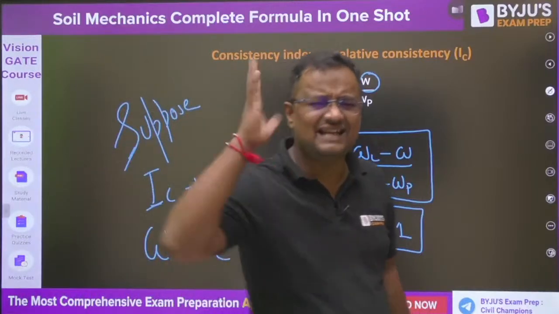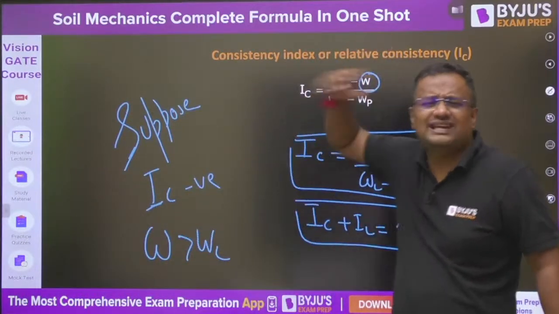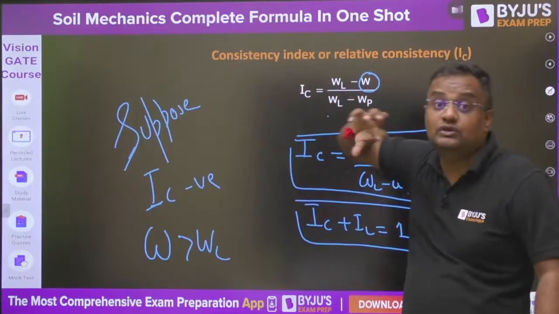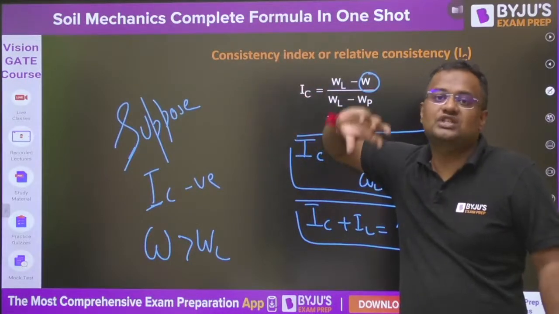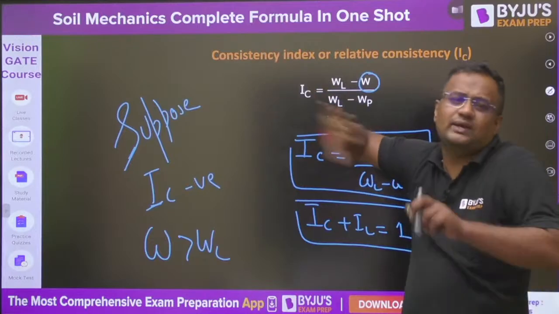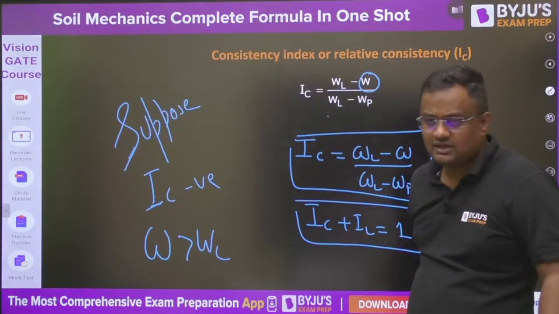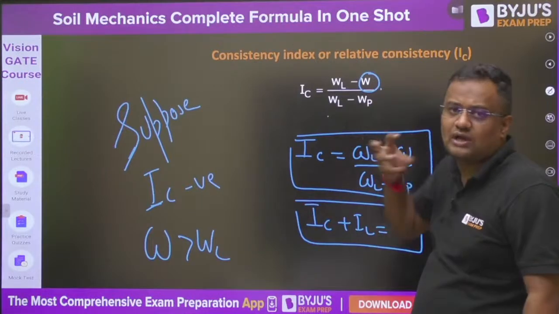If IC is very less, negative or around 0, that soil is very bad. That means either we have to de-water the soil or stabilize the soil. Otherwise, if we are not doing anything, that soil is bad. So IC negative means that soil will be soft and slushy.